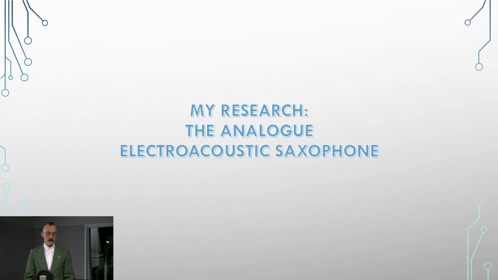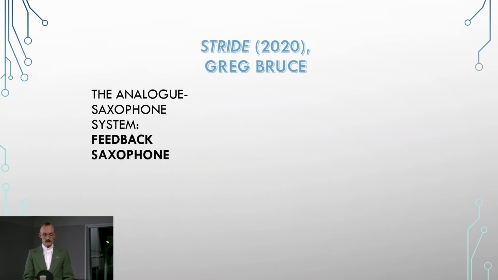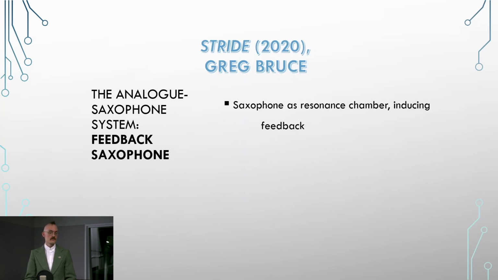So to start the recital overview, I'm going to talk about my piece, Stride, which I finished this year in 2020. So the analog saxophone system that this piece employs is feedback saxophone. And this iteration of feedback saxophone turns the instrument into a resonance chamber, which induces feedback. When some people hear this, they think it might be key sound amplification, but it's not. It's simply creating feedback from the resonance chamber. And there's no blowing involved. So in this particular piece, I wanted to fully explore what I could do without conventional playing.